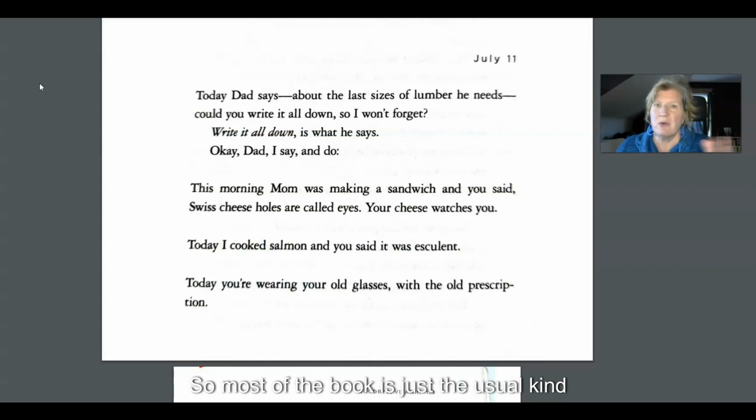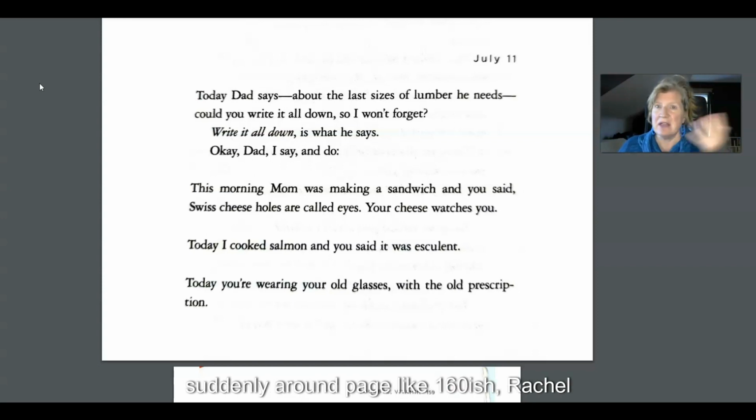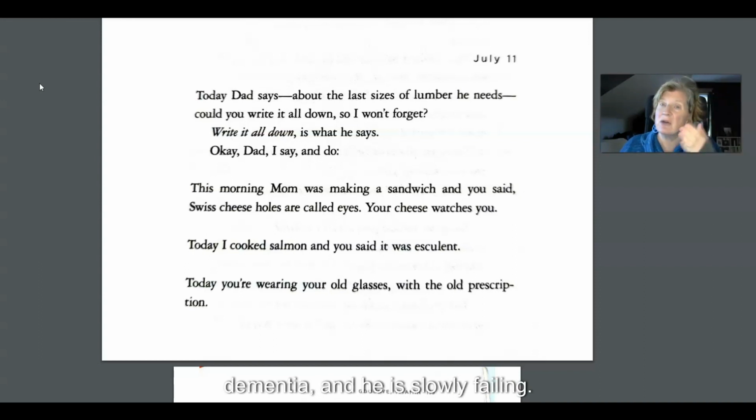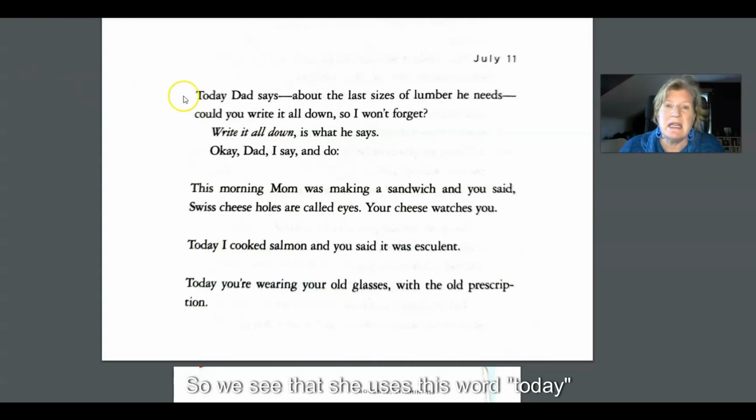So most of the book is just the usual kind of storytelling in chapters. And then suddenly around page 160-ish, Rachel Kong decides to start switching into this kind of repetition. Her father has dementia, and he is slowly failing. She herself is at a point in her life where she's trying to figure out who she is. What am I doing? Right now, I guess I'm helping take care of my dad. So we see that she uses this word "today" over and over on these pages.